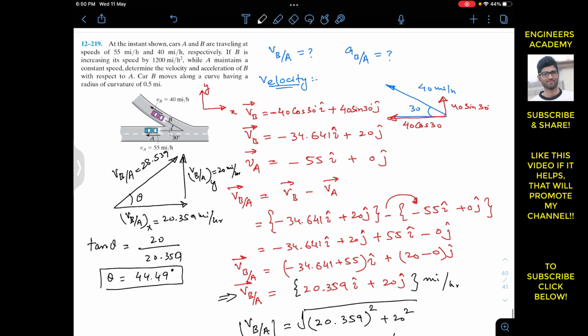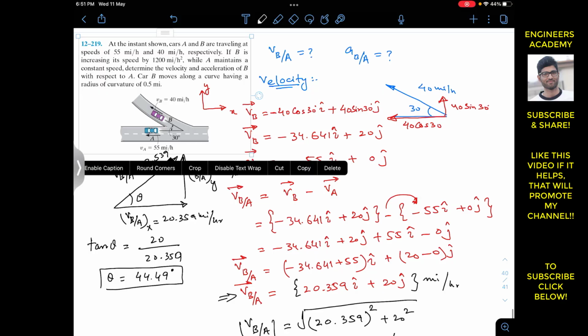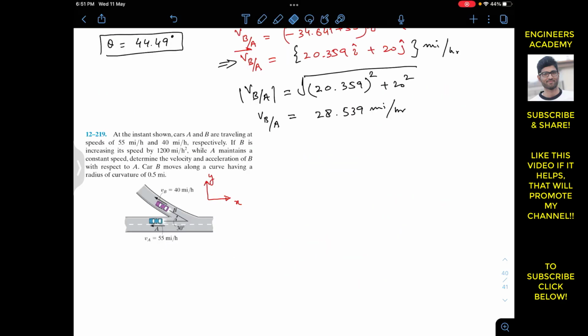So for acceleration, let me copy this. Now as we can see, it is given that the acceleration of car B is increasing speed at 1200 mile per hour squared. So this is the acceleration of B, and it is said that A maintains a constant speed, so the acceleration of A is 0. So let me write that the acceleration of car A is 0i plus 0j.